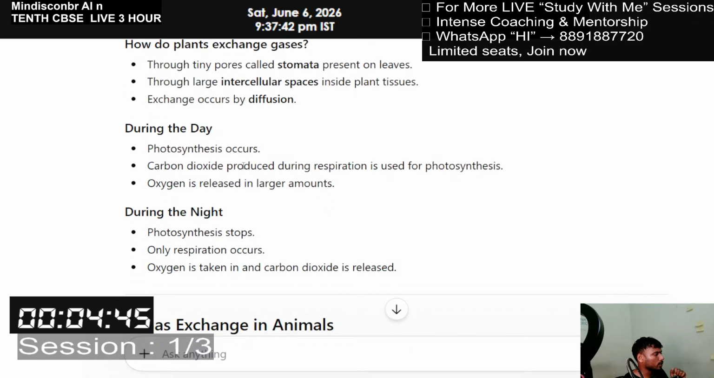During the day, photosynthesis occurs. Carbon dioxide produced during respiration is used for photosynthesis. Oxygen is released in larger amounts.